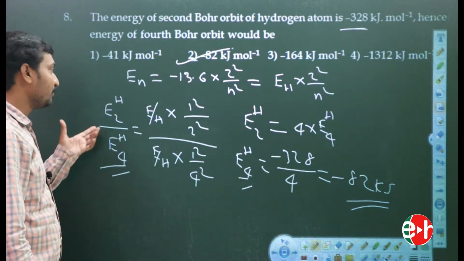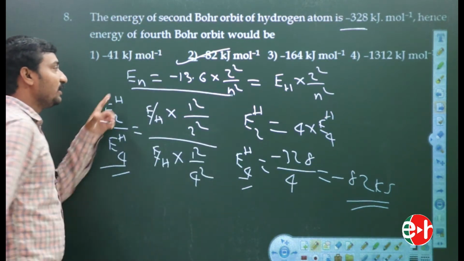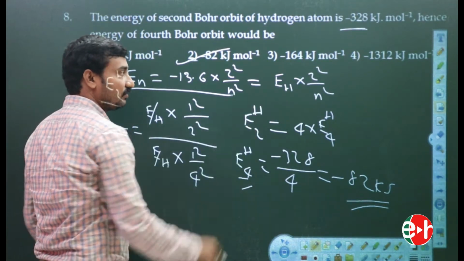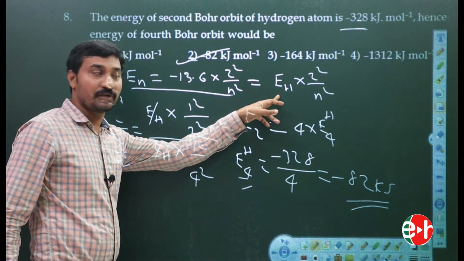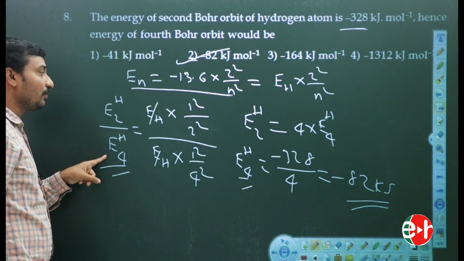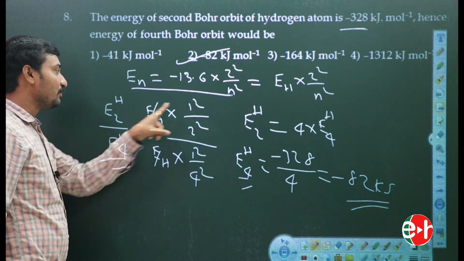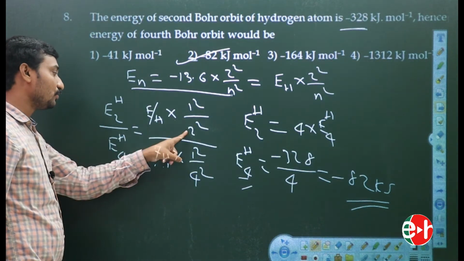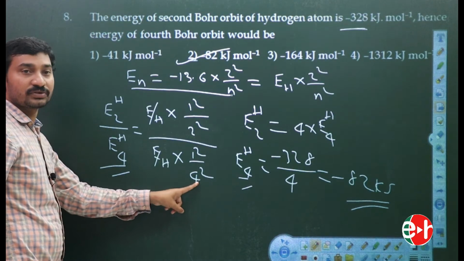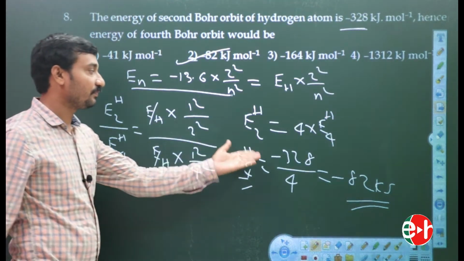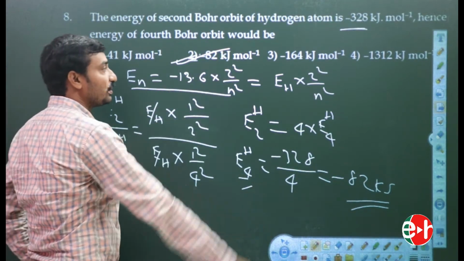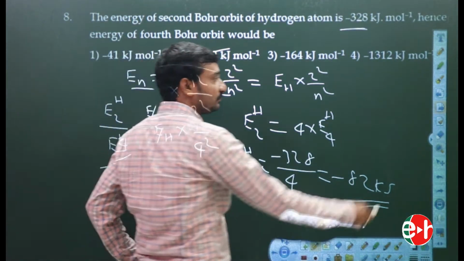Take the ratio. The main formula is En is equal to minus 13.6 into Z square by N square. This value is equal to the energy of the hydrogen atom's first Bohr orbit, so EH into Z square by N square. Now take the ratio E2 by E4. EH cancels. Z value 1 because it is a hydrogen atom, N value 2 square, over EH into Z value 1 square, N value 4 square. E2 value is given, E2 divided by 4, then we get minus 82 kilojoule per mole. Okay, next one.